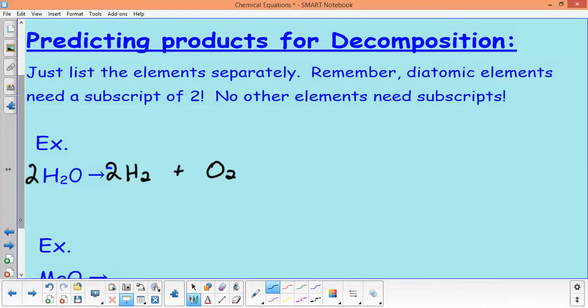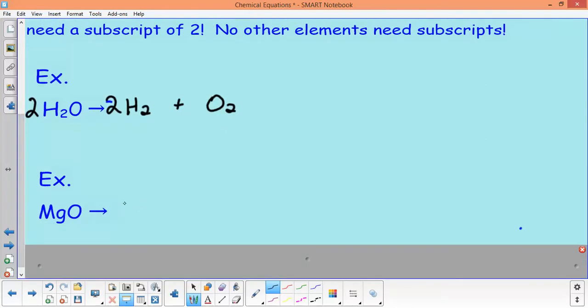One more example. MgO, break it into its parts. Magnesium is not diatomic, so I do not need a subscript here. Oxygen is diatomic. So then you would balance it. Since there are 2 oxygens here, put a 2 there. You'd have to put a 2 there, and now it's balanced. That's decomposition.